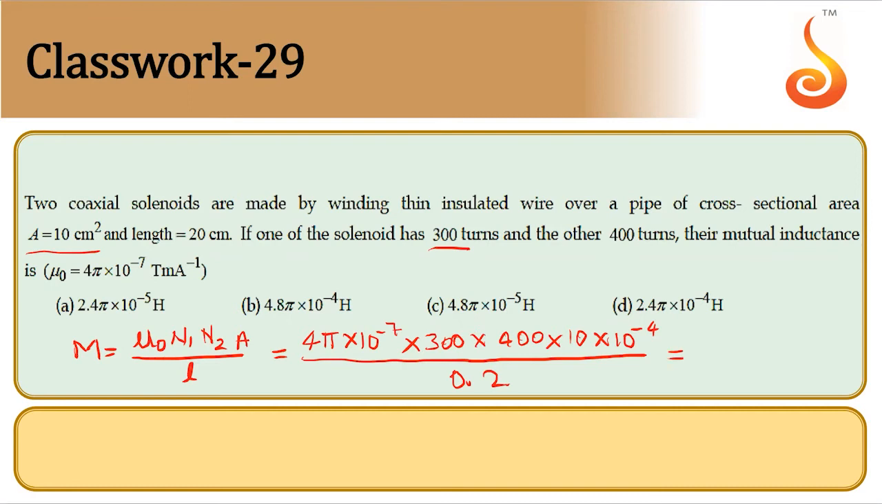Now simplify it. Pi they have kept as it is. So 2 zeros, 4, 4 plus 1, 5, so 5 zeros. 3 fours are 12. 12 fours are 48. 48 divided by 2 will be 24 into 10 power minus 1 into 10 power minus 4 into pi. That will be 2.4 pi into 10 power minus 4 Henry. That is option D.